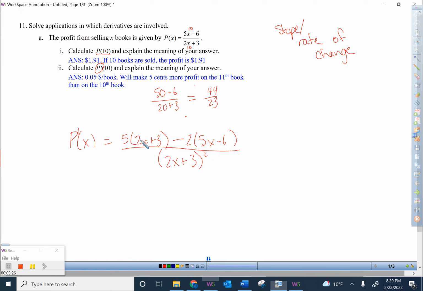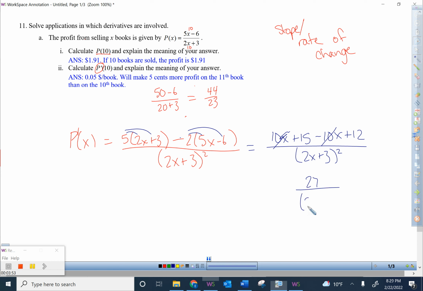Because these are just polynomials, we can distribute through and some like terms are going to show up. So we've got 10x plus 15. Second part is minus 10x. And then negative and a negative makes a plus 12. And the bottom just comes along here, 2x plus 3 getting squared. So here are our like terms. The 10x cancel, and we've got a 15 plus 12. That's 27 over this 2x plus 3 squared. That is our derivative formula.